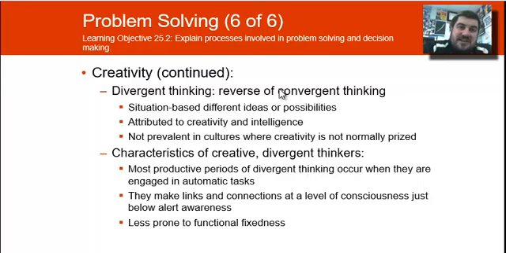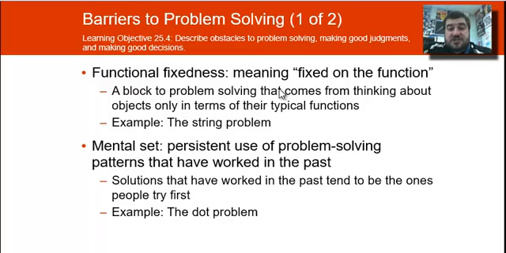You take the situation and you think of every possible solution that you could. You brainstorm, and so you come up with different ideas or possibilities. And this type of thinking is attributed to creativity and intelligence. And it's not prevalent in all cultures, but some it is where creativity is prioritized. Characteristics: most productive periods of divergent thinking occur when you're engaged in automatic tasks. You make links and connections at a level of consciousness just below your alert awareness. And you're less prone to something called functional fixedness.